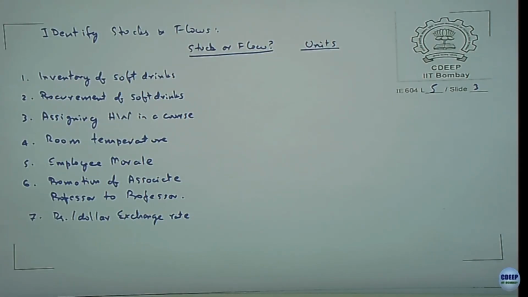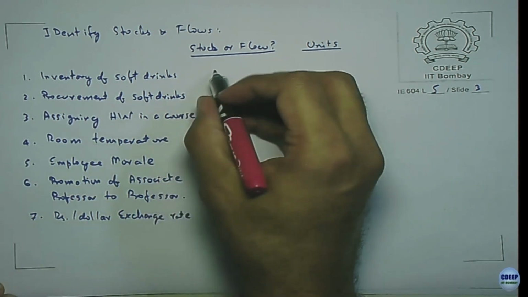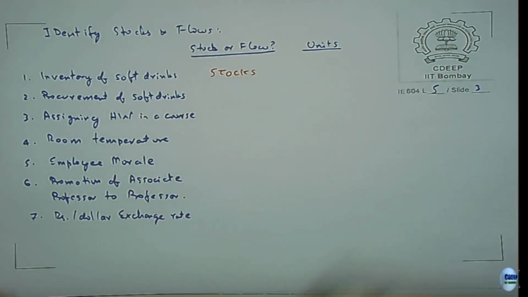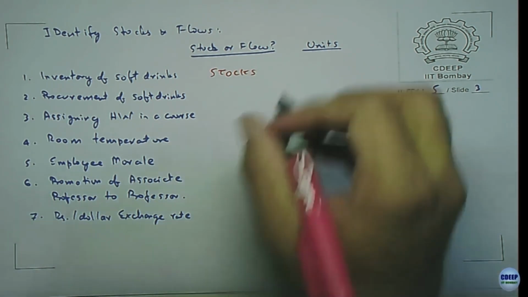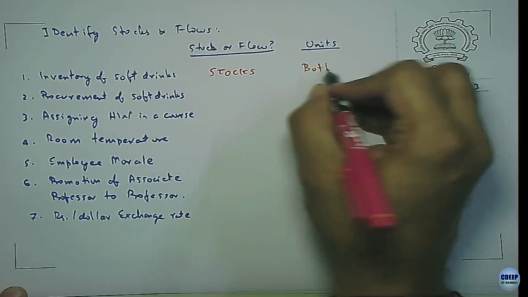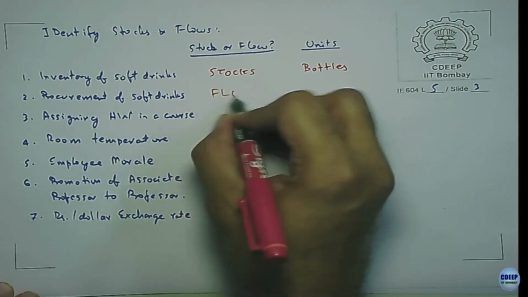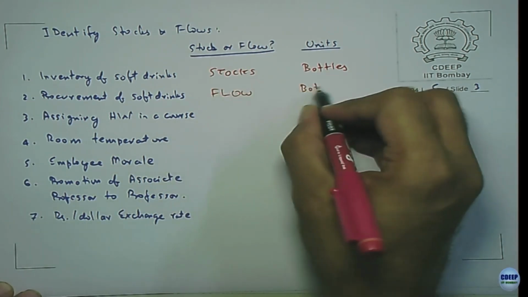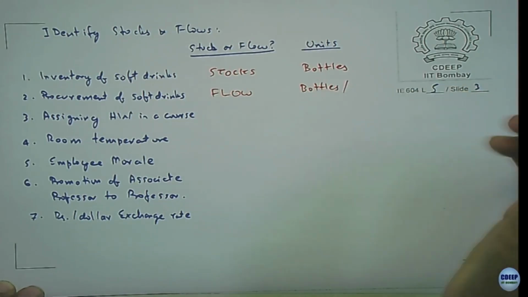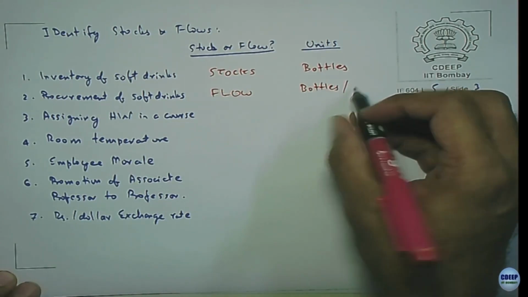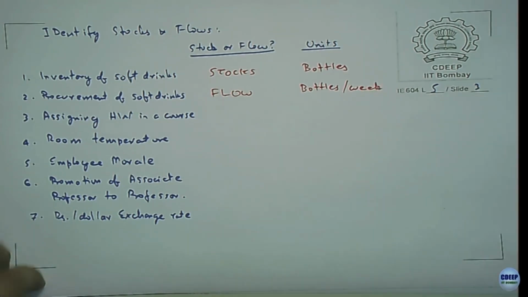Inventory of soft drinks. What do you think, stock or flow? It's a stock. What could be its units? Bottles. Procurement of soft drinks. So flow. What could be its units? Bottles per some time period. So if the shop is buying it every week, you can put a week. Bottles per week.